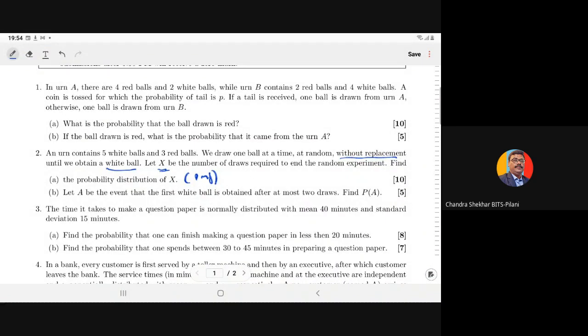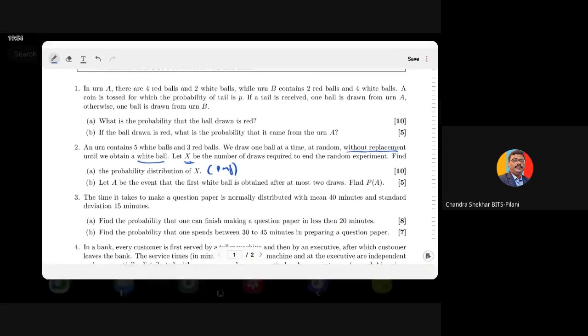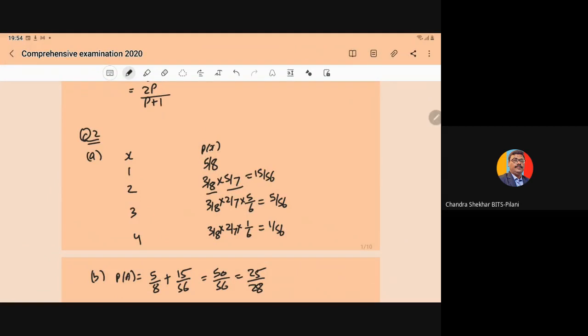If x is equal to 3, the first two are red and the third one will be white. There are 3 red balls and 5 white balls. So it will become 3 by 8 for the first attempt, 2 by 7 for the second attempt, and then 5 white balls in 6 remaining balls, so it will become 5 by 6.